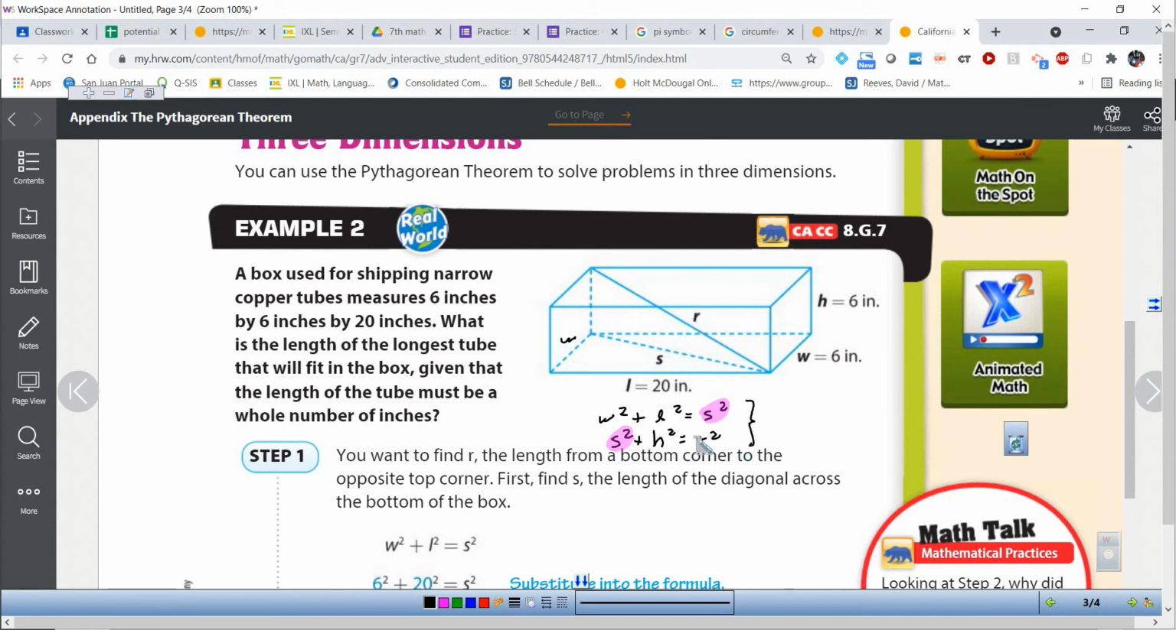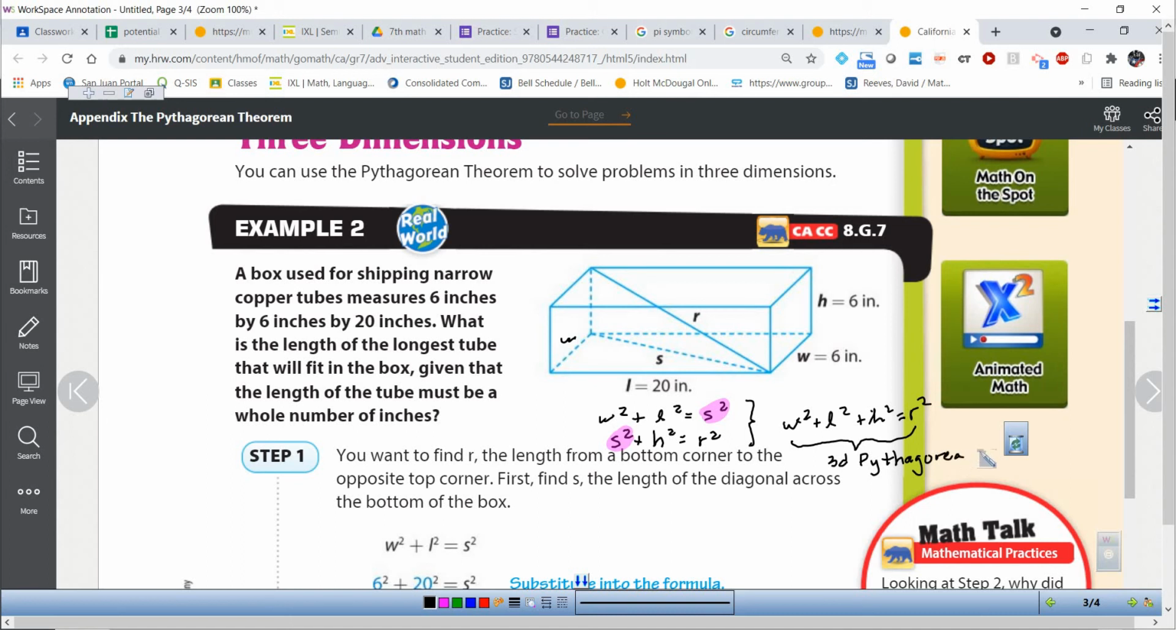So remember, our ultimate goal was to find r squared. So if I wanted to do it as quickly as possible, instead of doing w squared plus L squared and finding s squared, I could simply do this all in one fell swoop. W squared plus L squared plus h squared equals r squared. And there, what do we have? We have the Pythagorean Theorem in 3 dimensions. 3D Pythagorean Theorem. Isn't that cool?